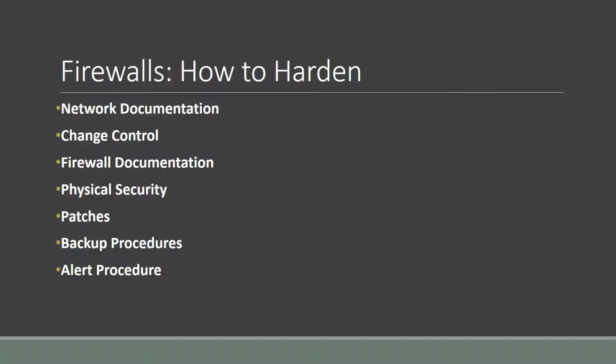Fourth, physical security. Ensure that the firewall and the network cabling related to it are physically secured. Physical access to the firewall or the related network cabling provides opportunities for an intruder to bypass the firewall itself.